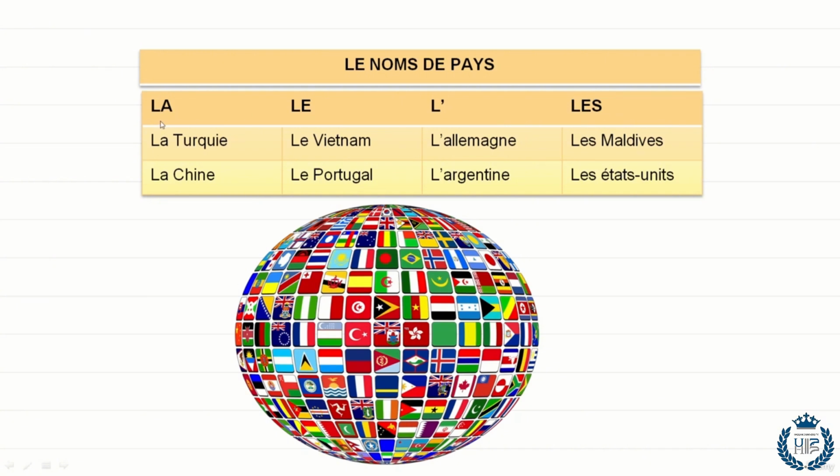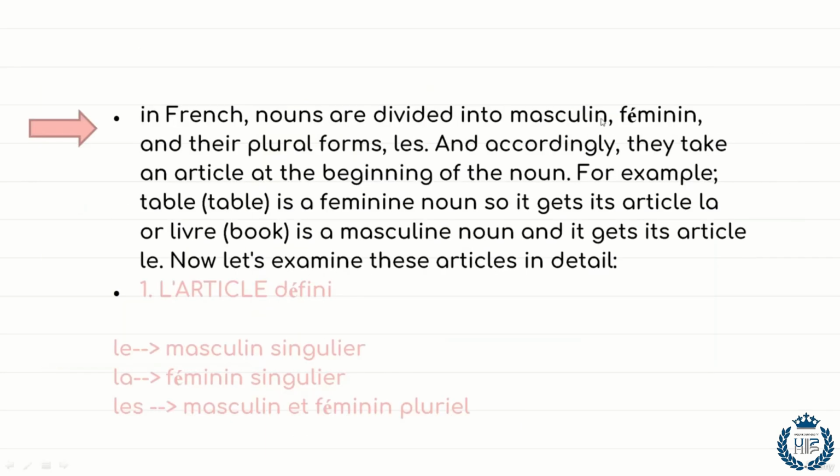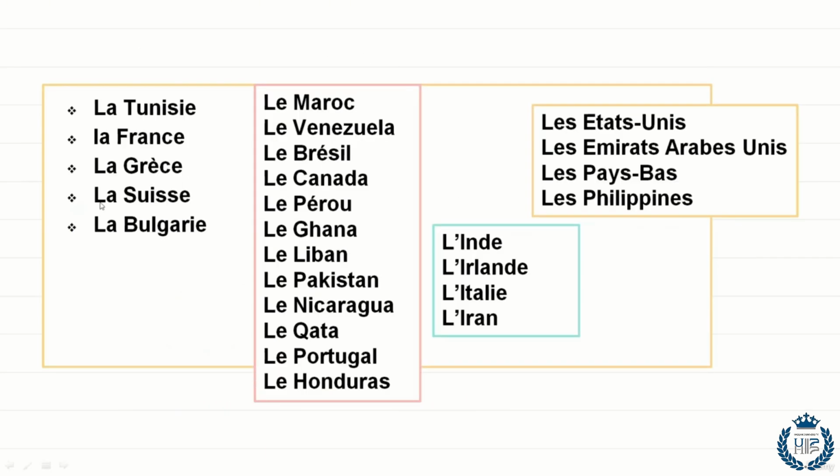Okay, let's review again. In defined articles, we have la, le, and l'apostrophe. Apostrophe is the sign right there. Les. So, l'article défini is la, le, l', les. Okay, then, let's see a few more examples. So, la France. France is also a feminine noun, so la France.